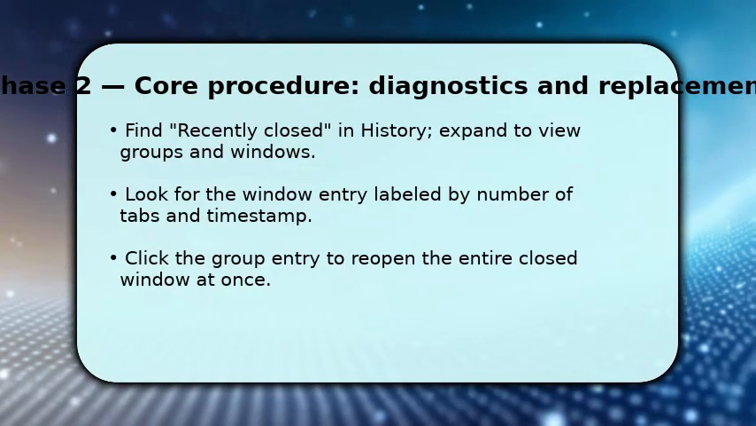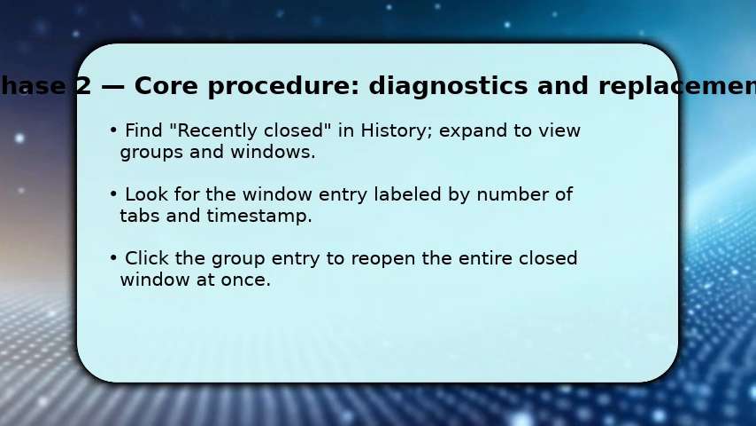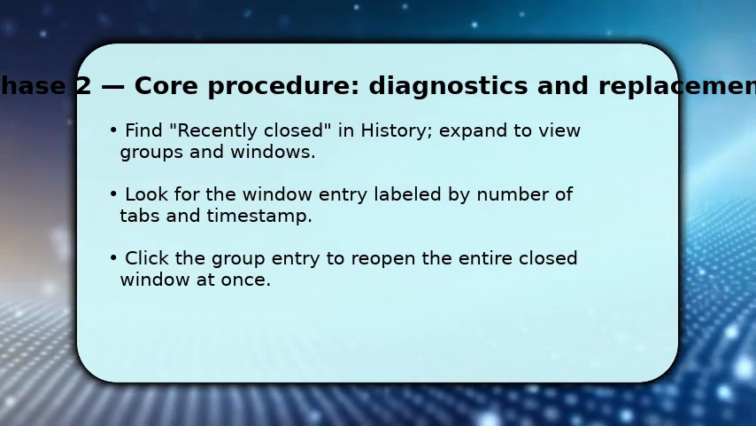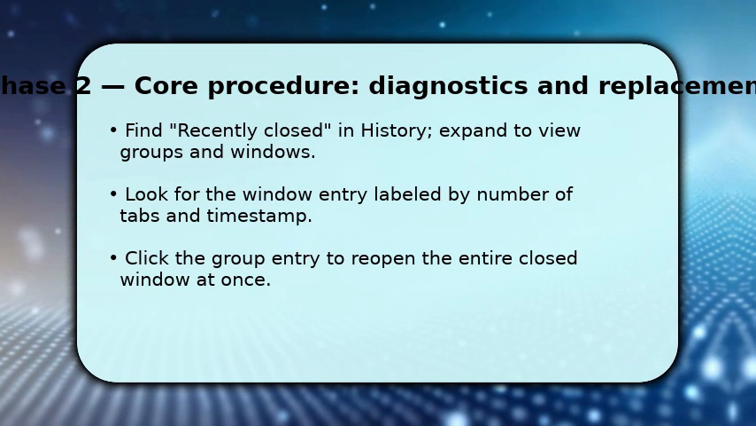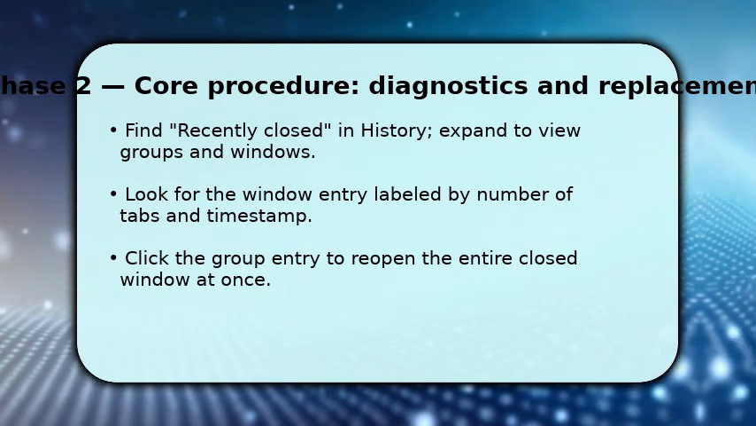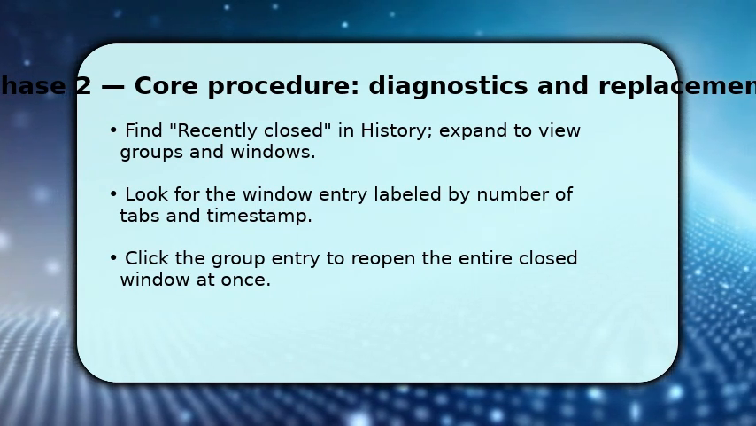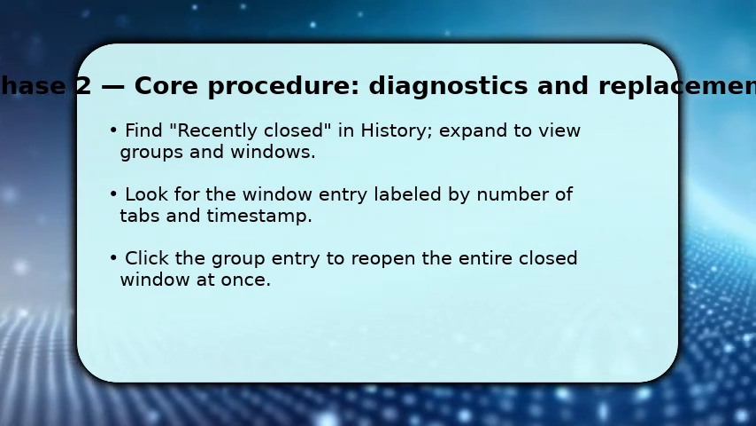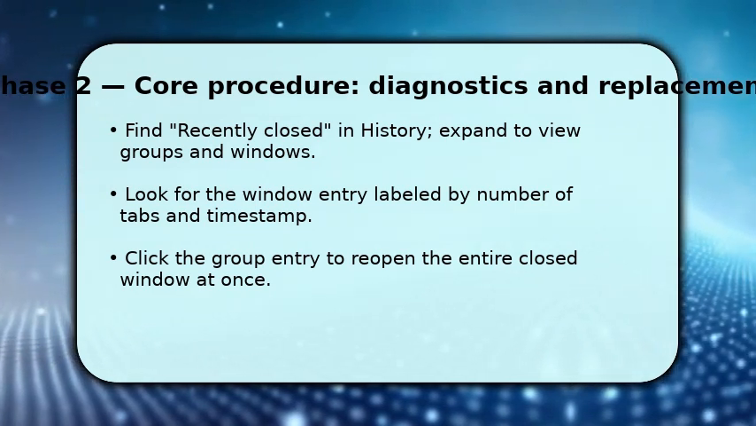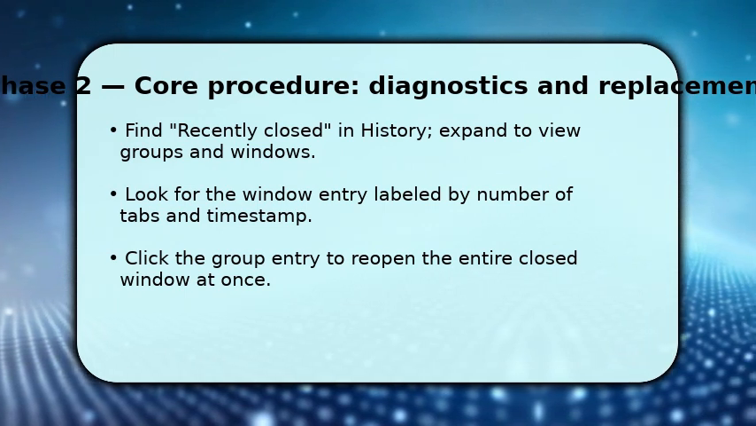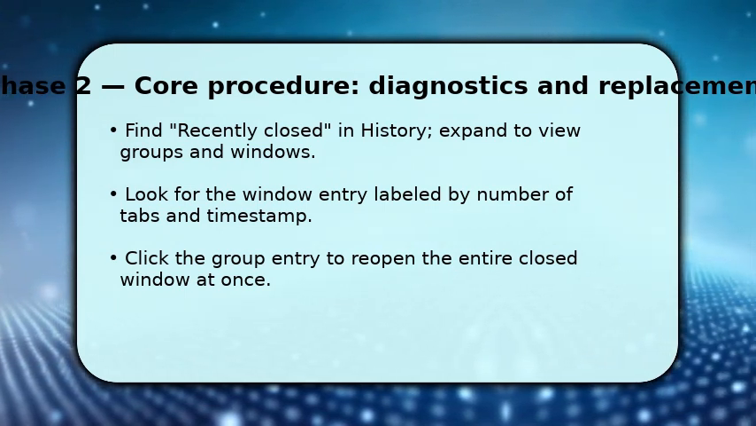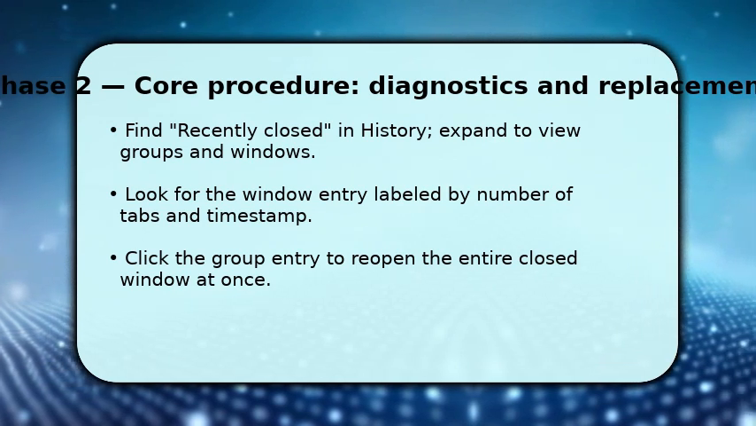Once in history, scroll to recently closed and expand it. You'll see both individual tabs and grouped window entries. You want the grouped window entry, the one that shows multiple tabs and a timestamp, because clicking it restores the entire window. If you don't see it immediately, use the search box to filter by domain or page title and make sure your sync account is selected so remote devices closed windows appear.